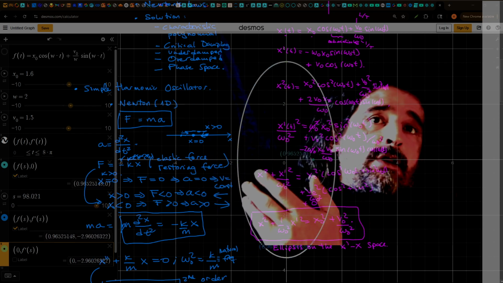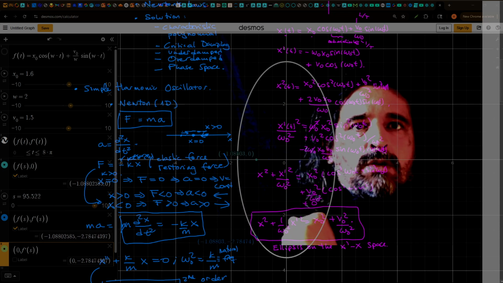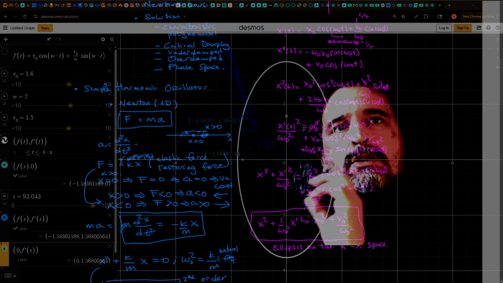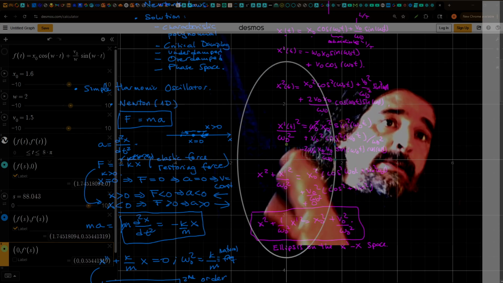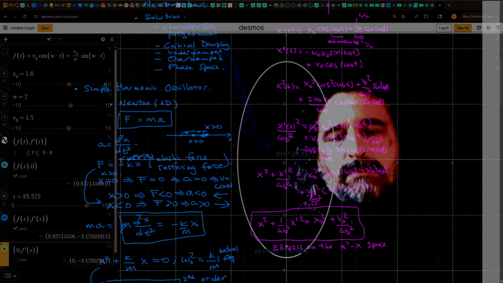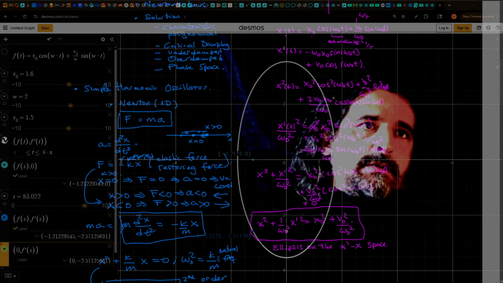The way this is solved in practice is through a process in which we are guessing a solution, an exponential solution, thereby transforming that equation into an algebraic equation for the exponent. So this happened here, right?